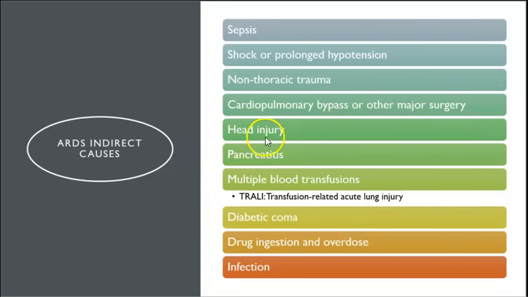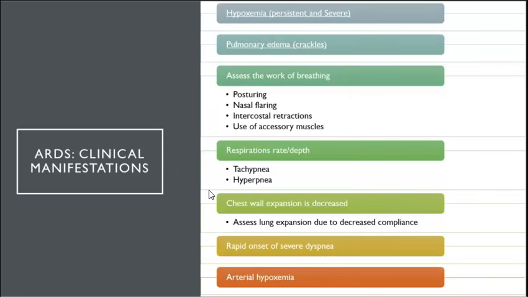Pancreatitis, where we're releasing too much of those enzymes and they start breaking down other tissue. Multiple blood transfusions, we call it a trolley. Diabetic coma, drug ingestion or overdose, and of course infection.